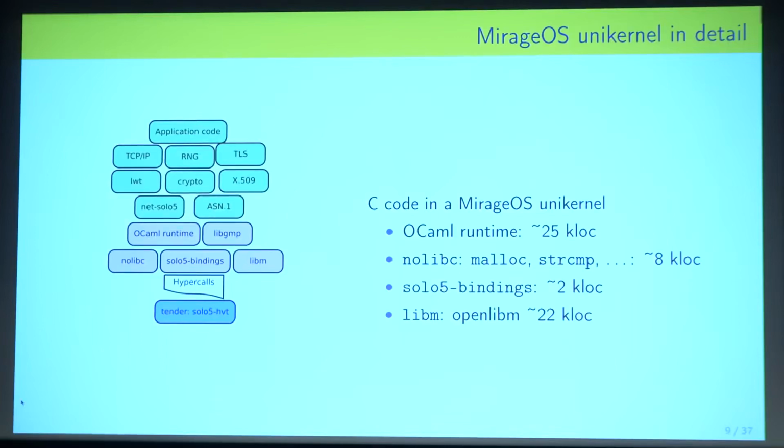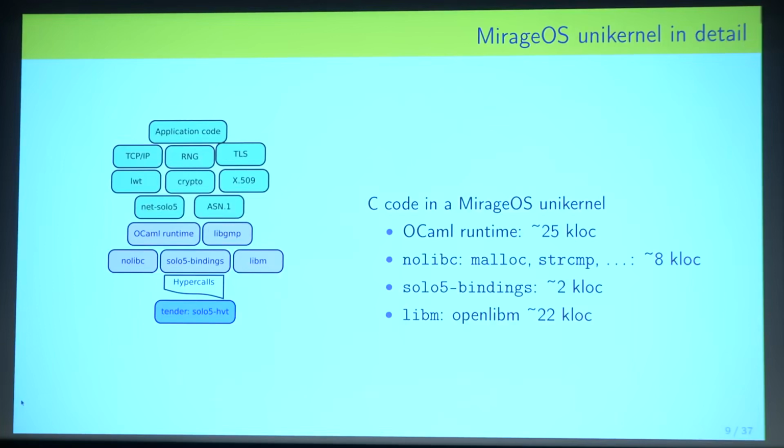To look a bit further into detail at what a MirageOS unikernel looks like, here I pictured on the left again the tender at the bottom and then the hypercalls, and then in pink I have the pieces of code which still contain some C code in a MirageOS unikernel. And in green I have the pieces of code which do not include any C code, but only OCaml code. Looking at the C code, which is dangerous because in C we have to deal with memory management on our own, which means it's a bit brittle, we need to carefully review that code.